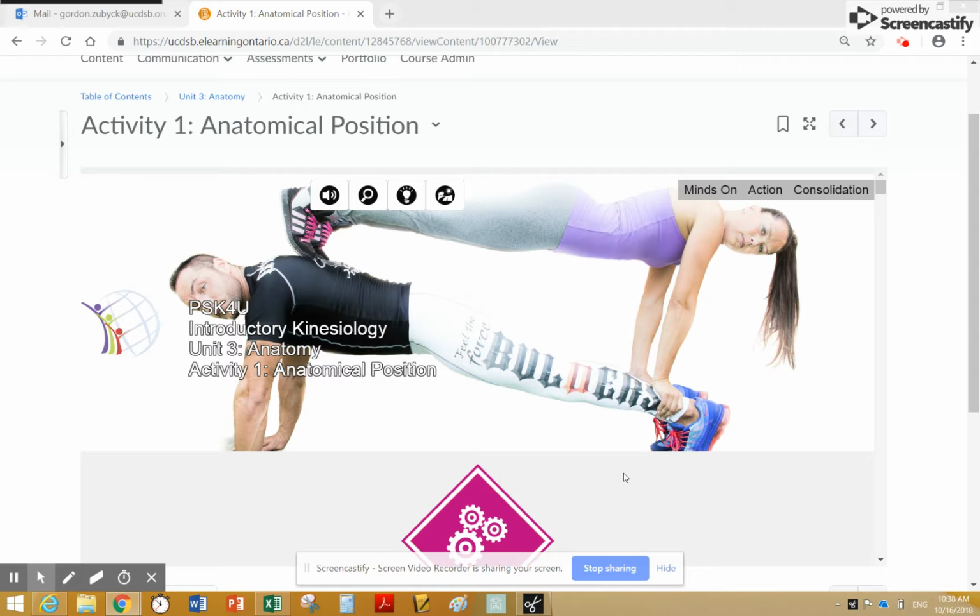So Unit 3 in anatomy is going to begin with the anatomical position for Activity 1. I know many of you have been waiting for the anatomy piece. This is one of the reasons why many of you signed up for the course: you wanted to get into this type of information.